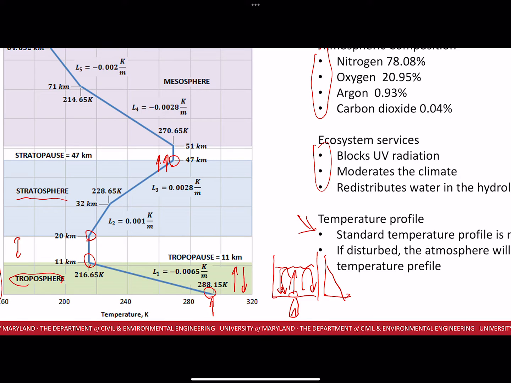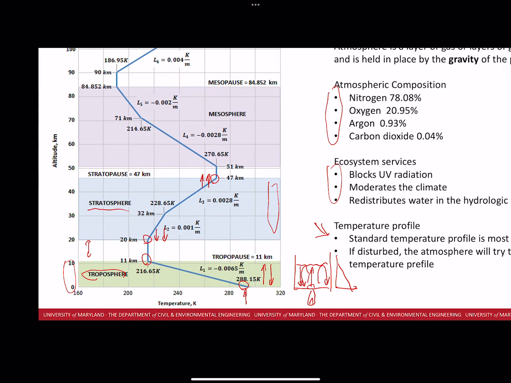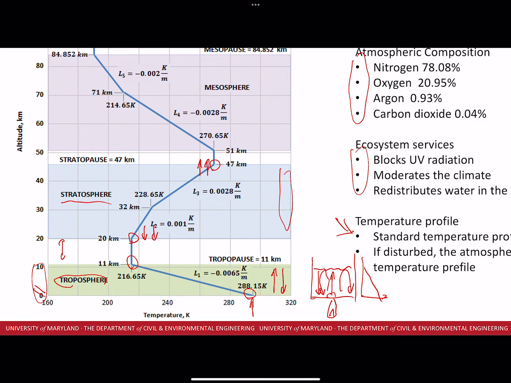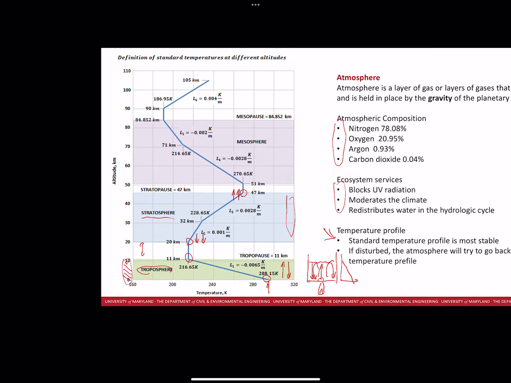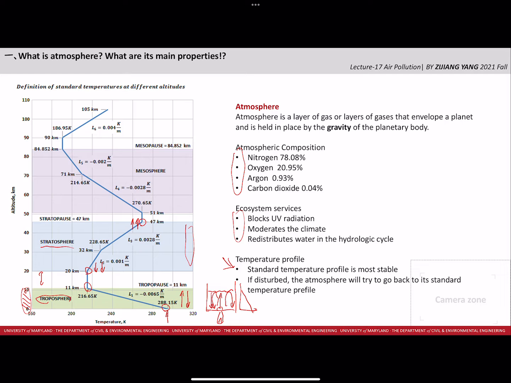The hot air will go up and the cold air will go down. So this is very stable. So the air pollutant is not happy to move vertically in this layer. So when we are talking about air pollutants, the air pollutants are usually in this region. And so for this one, do you guys have any questions? No?